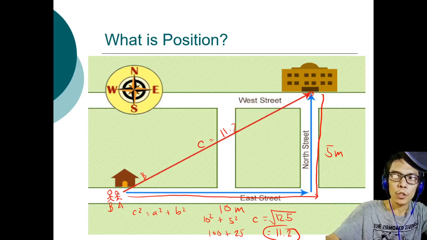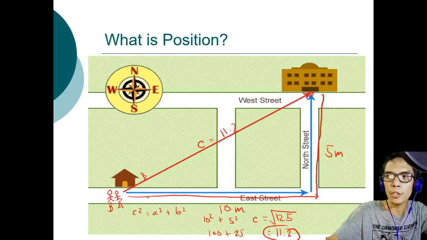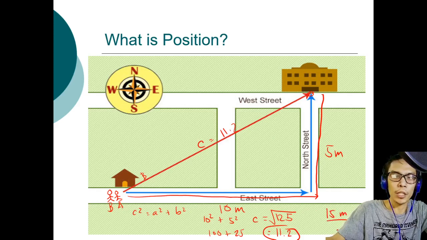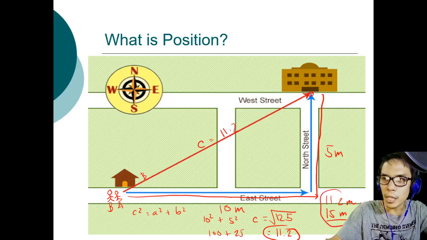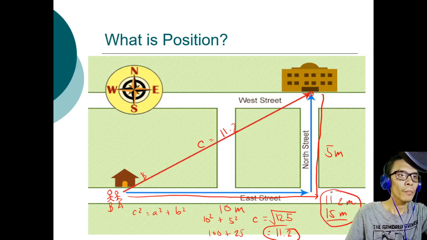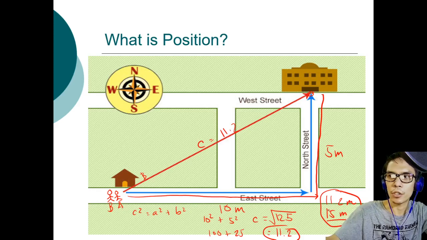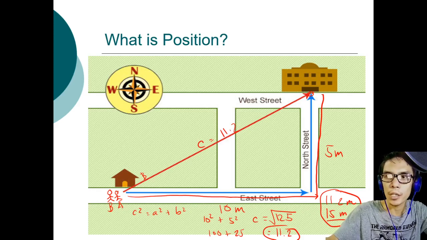Alright, so this person, person A, uses this path to go to the gate of that building, and person B uses this path to go to the gate of that building. Person A traveled 15 meters, and person B traveled 11.2 meters. So this is their distance. Their distances are different because person A has two directions here, and person B has only one.